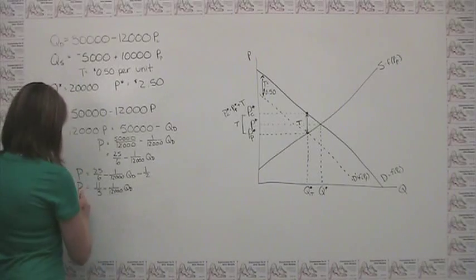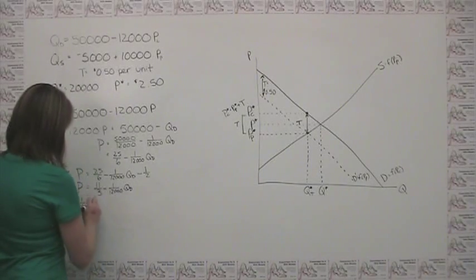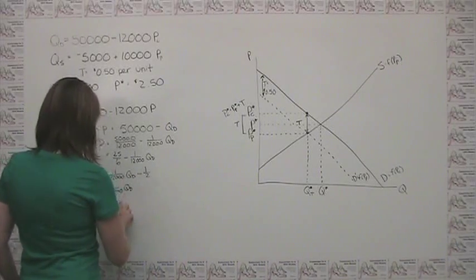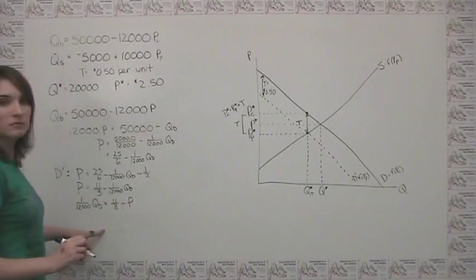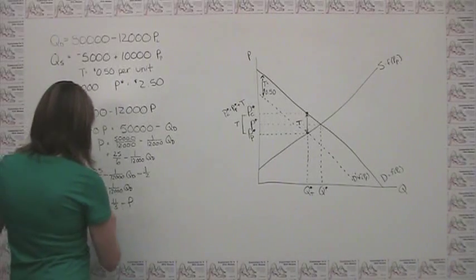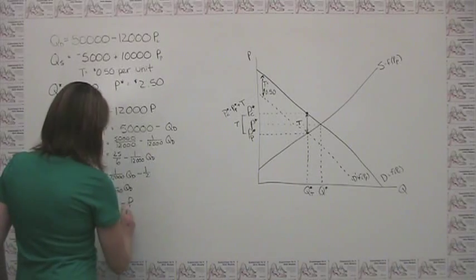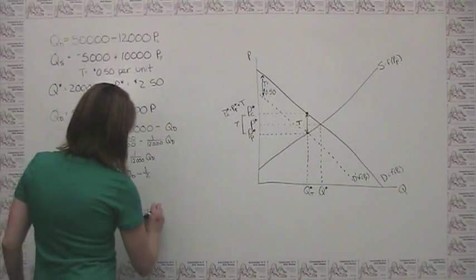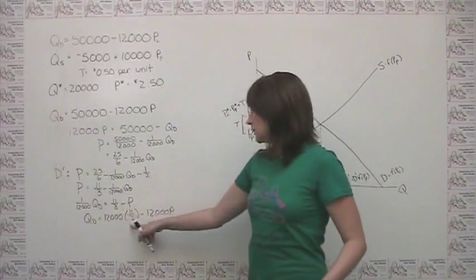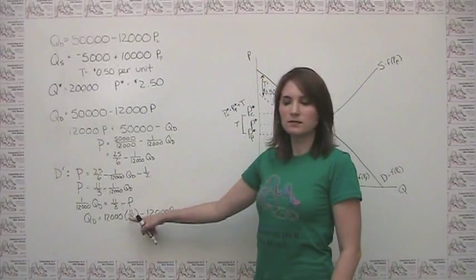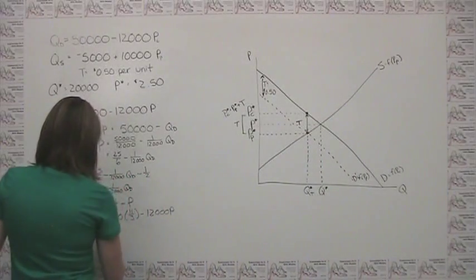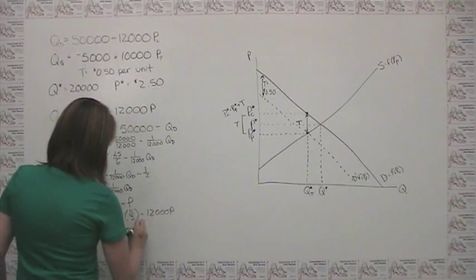We can say 1 over 12,000 times quantity demanded is equal to 11 over 3 minus price. Okay, now we just multiply 3 by 12,000 and we get quantity demanded is equal to 12,000 times 11 over 3 minus 12,000 P. Multiplying this out, 12,000 divided by 3 is 4,000 times 11 is 44,000. So this is equal to 44,000 minus 12,000 P.